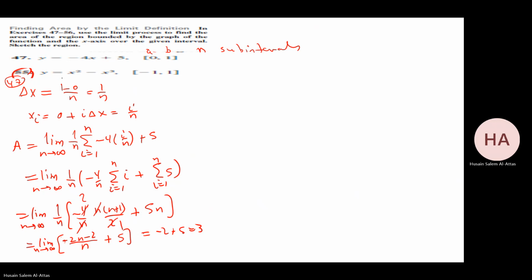Okay, let me do this one. Same thing in subintervals. What will be delta x? It will be 1 minus negative 1 over n, which is 2 over n. xi will be negative 1 plus i delta x. So it's negative 1 plus 2i over n.